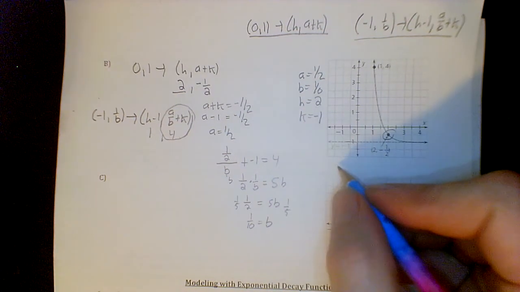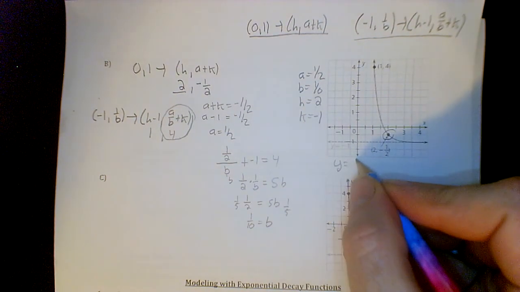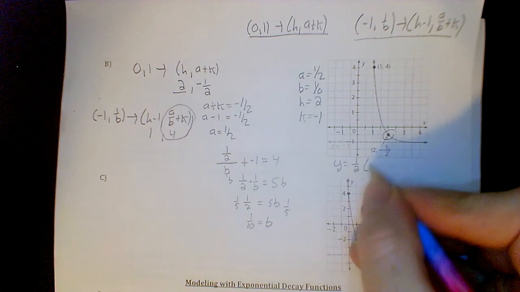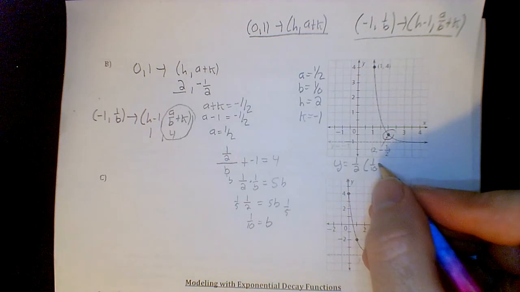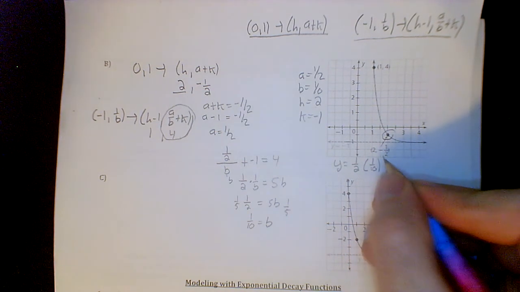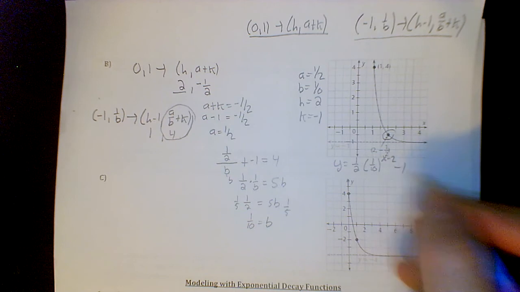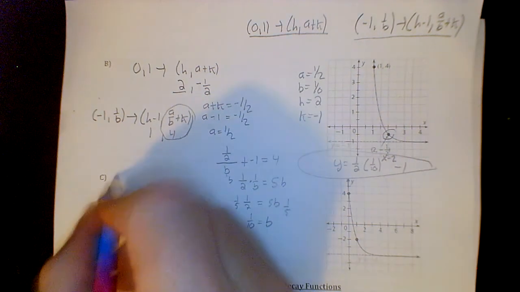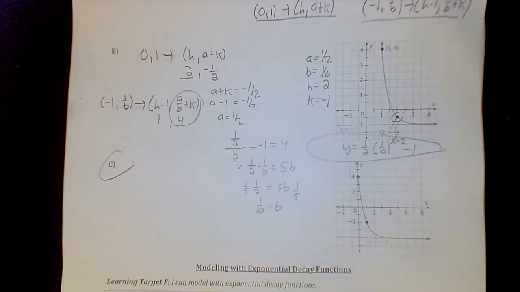There it is. Let's write it out right here. y equals my a, which is 1/2, my base, which is 1/10, to the x minus 2, minus 1. We'll circle that and be done. I'm going to let you try this one, and I'm going to do one more video on this one down here. See you guys soon.